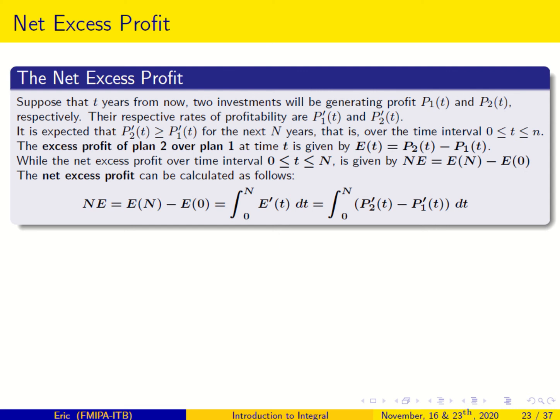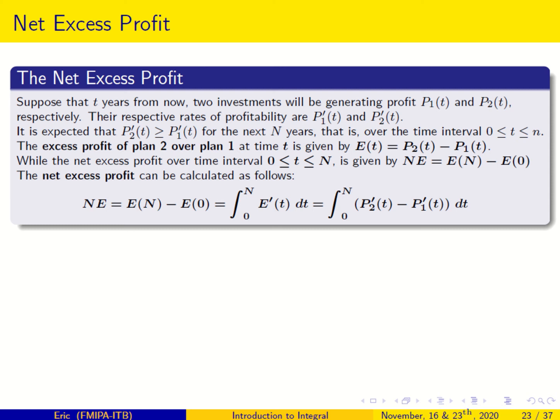Suppose that t years from now, two investments will be generating profit, that is P1(t) and P2(t), respectively. Their respective rates of profitability are P1 prime and P2 prime. It is expected that P2 prime is greater or equal to P1 prime for the next n years, that is over the time interval 0 to capital N.